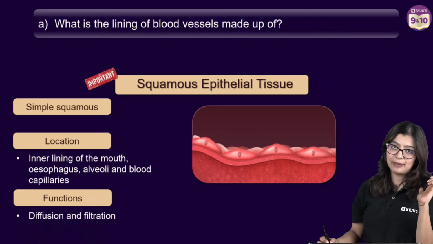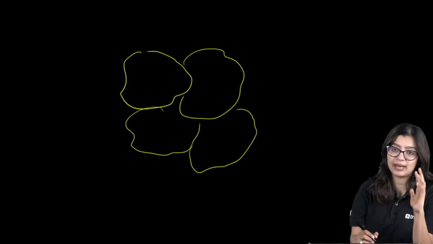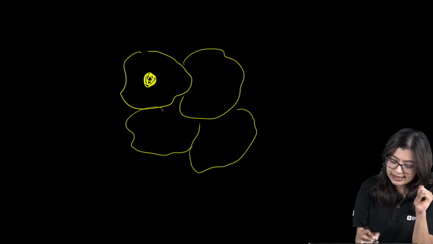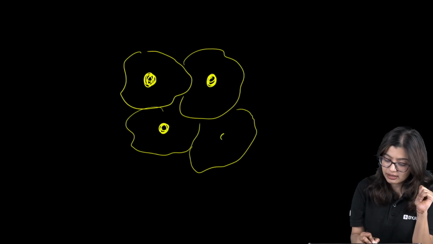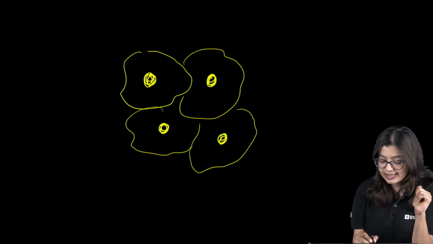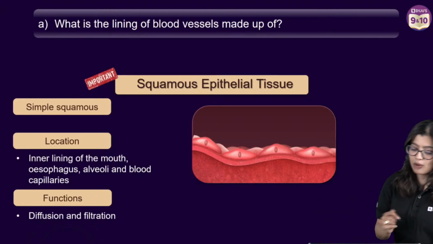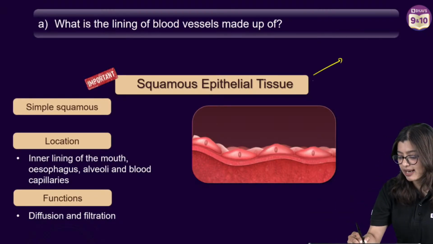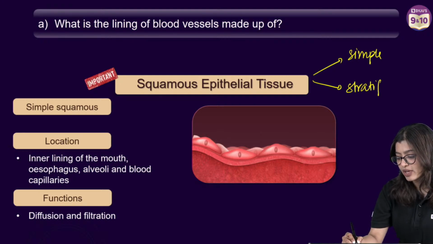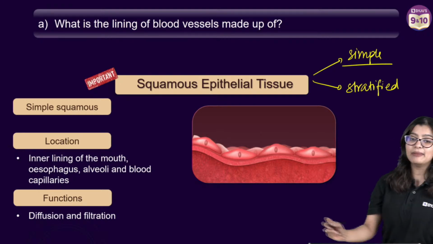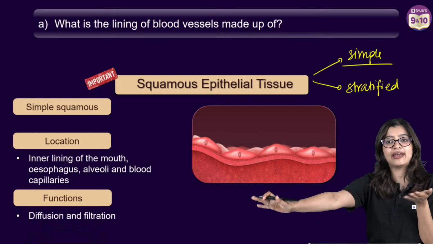Now we have squamous epithelial tissue, right? Now see, squamous epithelial tissue are basically these flattened irregular shaped cells, okay? They are flat cells which have a prominent nucleus, yes? And we see that because they are epithelial cells, they do not have any space between them. Now squamous epithelial has 2 types. You have simple and you have stratified. Now what is simple? Simple means simple. They have only 1 layer, okay?